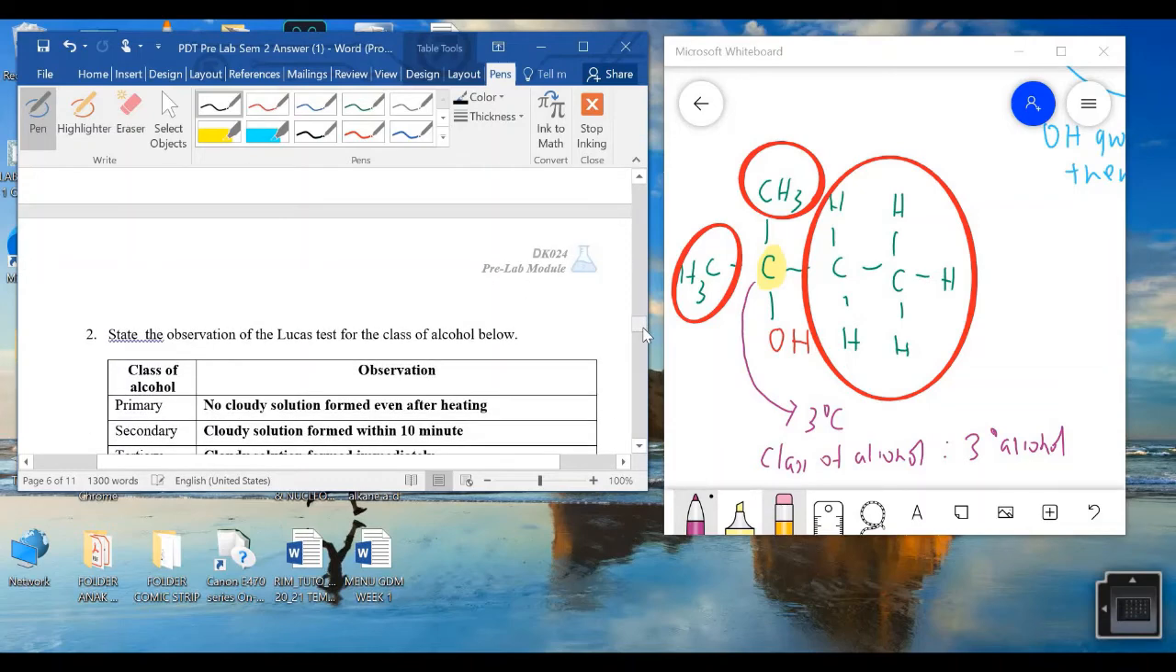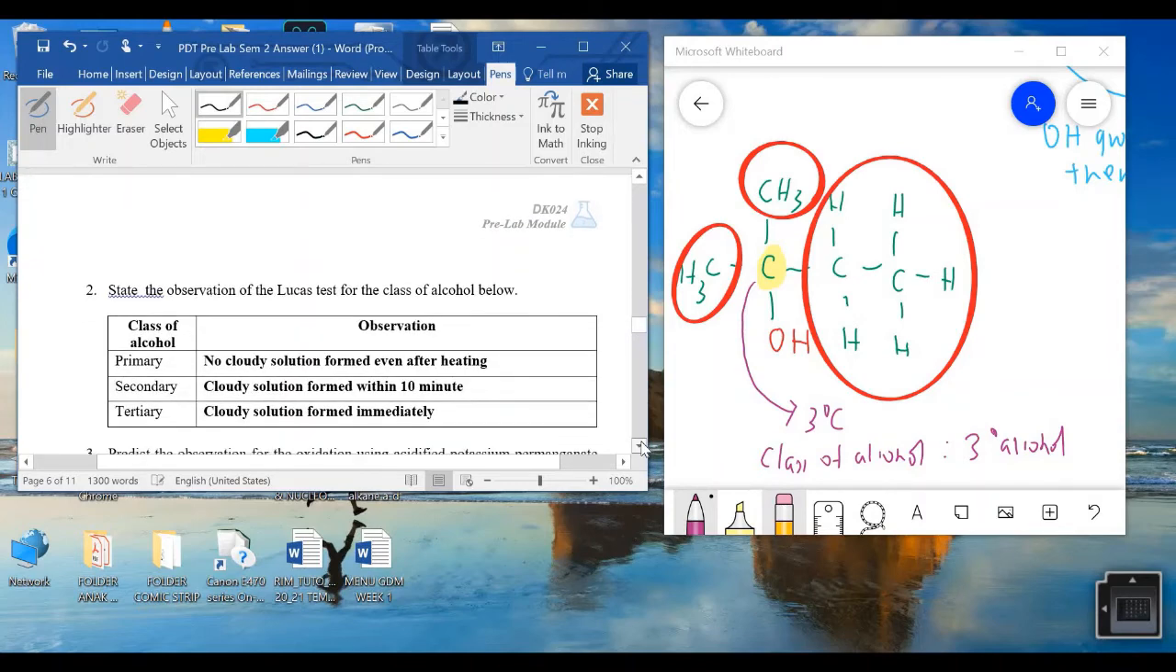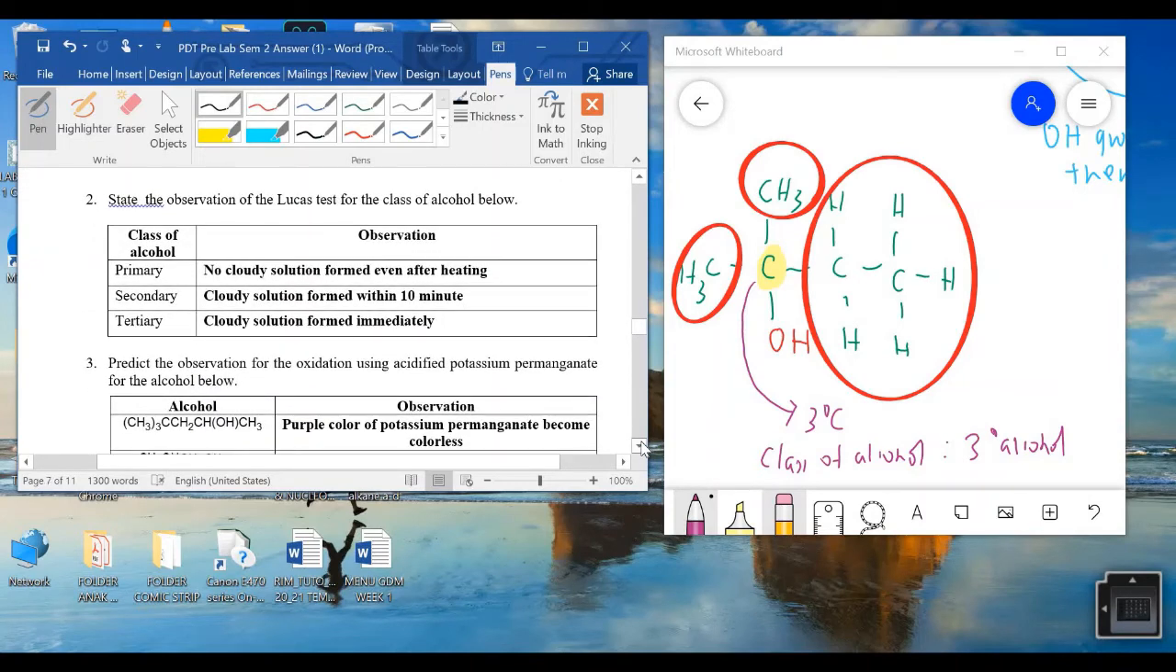So next, kita tengok, state the observation of the Lucas test for the class of alcohol below. So untuk primary alcohol, solution does not turn cloudy, even after 10 minutes heating. Walaupun selepas dimasukkan dalam water bath selama 10 minit and then you keep waiting, tapi that primary alcohol wouldn't turn cloudy. Okay, dia tak akan turn cloudy.